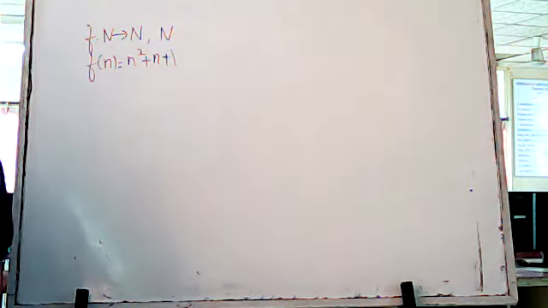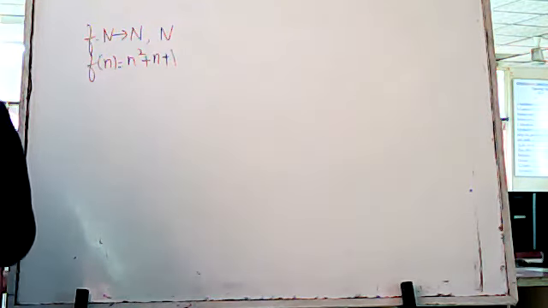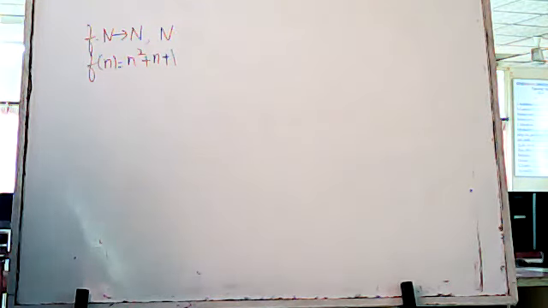Show that f is 1 1 but not onto. फिर से क्वेश्चन सुन लो। Consider the function f from N to N, where N is a set of natural numbers defined by f of n is equals to n square plus n plus 1. Show that f is 1 1 but not onto.